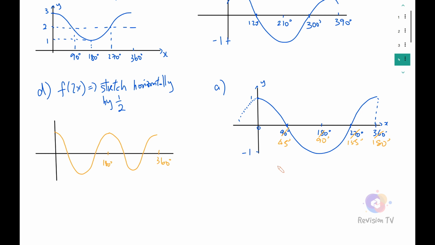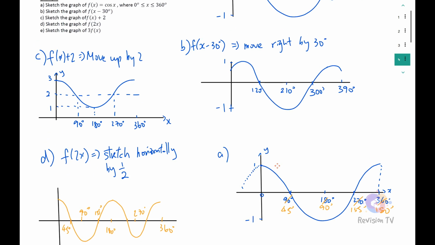Well, if you do want to fill in the gaps, this will be the 270 degree mark. This will be the 90 degree mark. Okay, right. So stretching horizontally by half means you're multiplying all the x coordinates by half. So where it was 90 becomes 45. If you're wondering, these are the points that were there before. 180. Yep. Okay. Right. Question E.